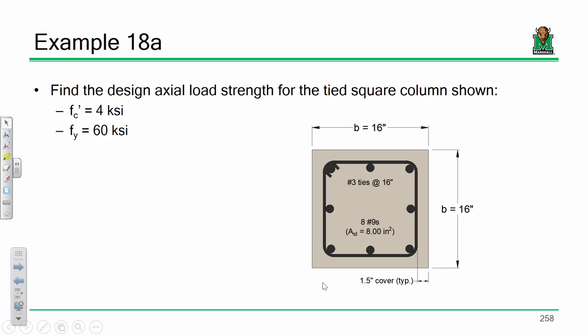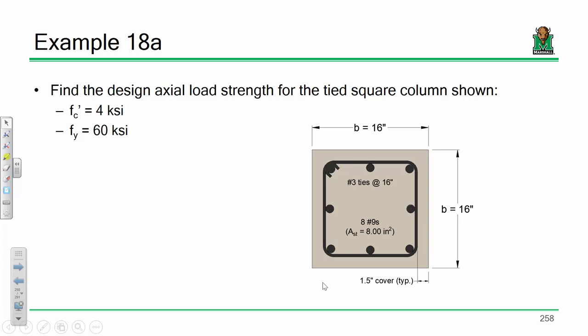Now, the stirrups, or rather not the stirrups, the ties, are number 3 size ties, and they're spaced 16 inches on center. So up and down the column, if here's my column going from the ground to the ceiling, I've got 8 number 9s running from the ground to the ceiling, but tying those off every 16 inches, I've got a number 3 bar wrapping around them, keeping that rebar contained and keeping it together. That's going to be important when we look at clear bar spacing in a little bit.